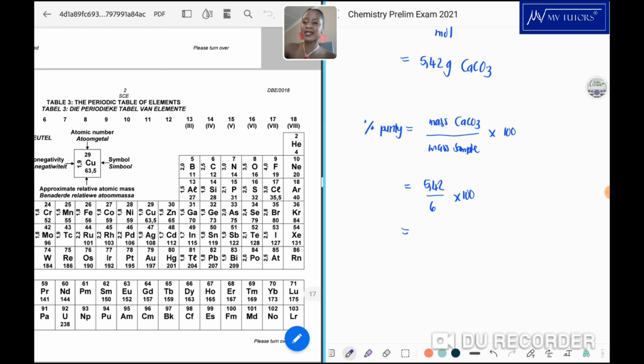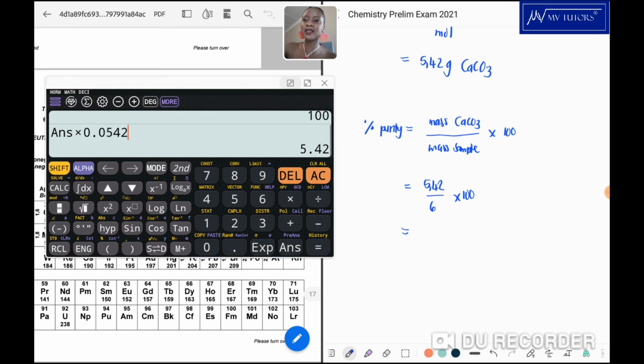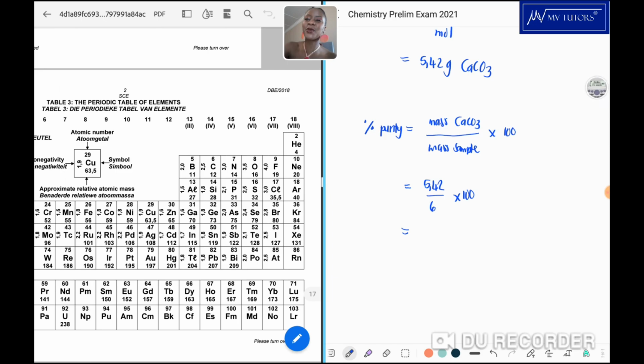We are expecting probably 90% or like late 80s. So 5,42 over 6 times 100. 90%. So 90,33%. 90,33%. That is the percent purity of calcium carbonate.